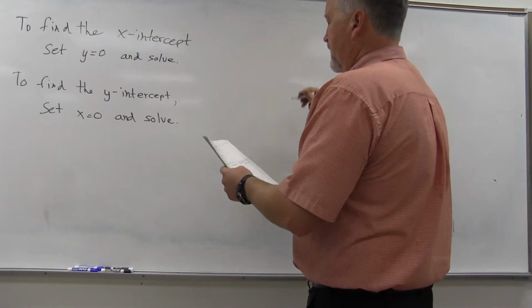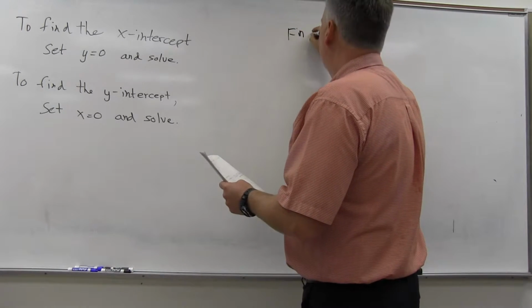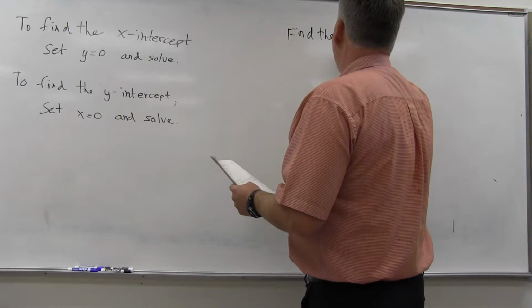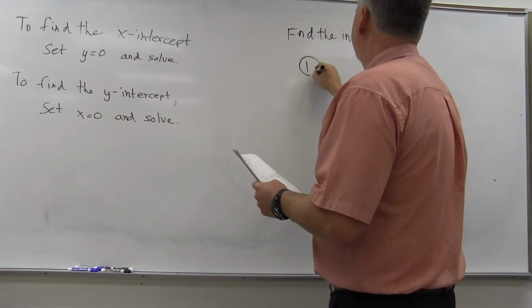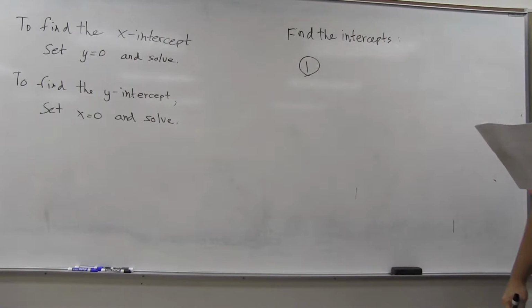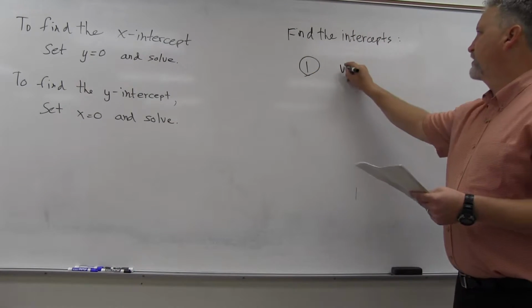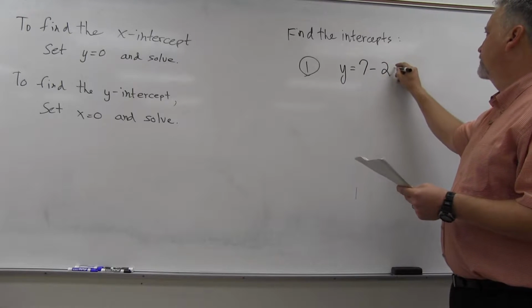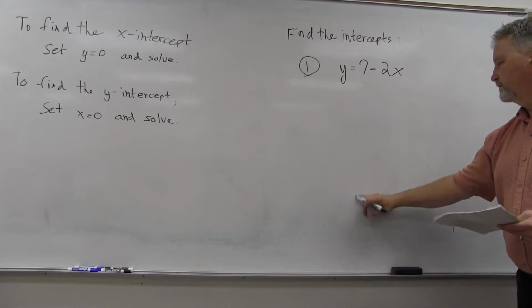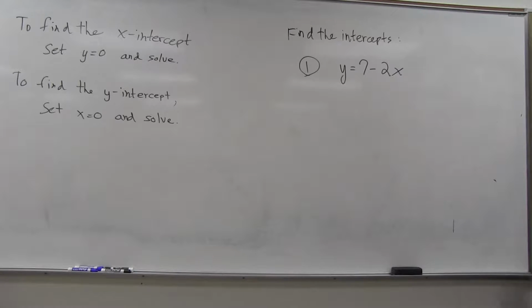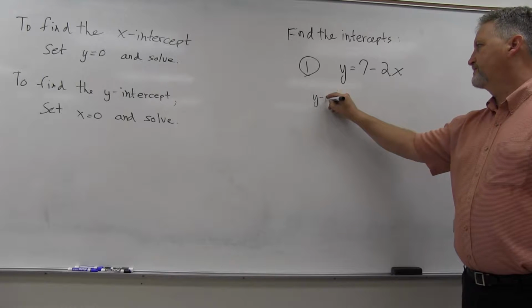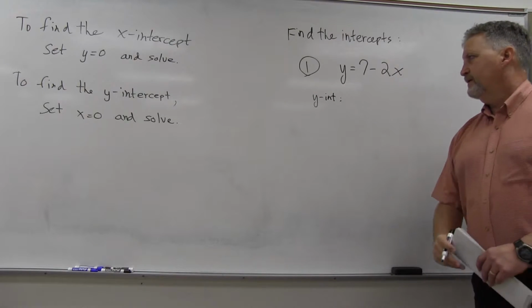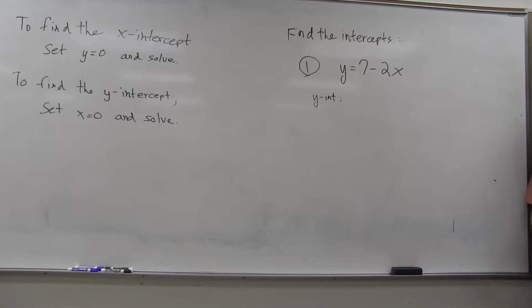Okay. All right, so find the intercepts. Number 1. How about y equals 7 minus 2x? Usually the y-intercept is the easiest, so let's start with those. So like we said, to find the y-intercept, that's x is 0.